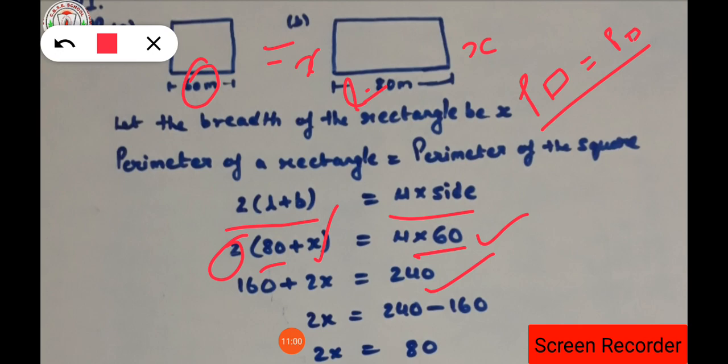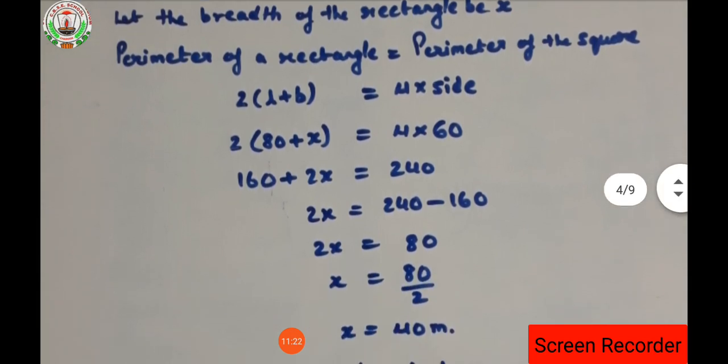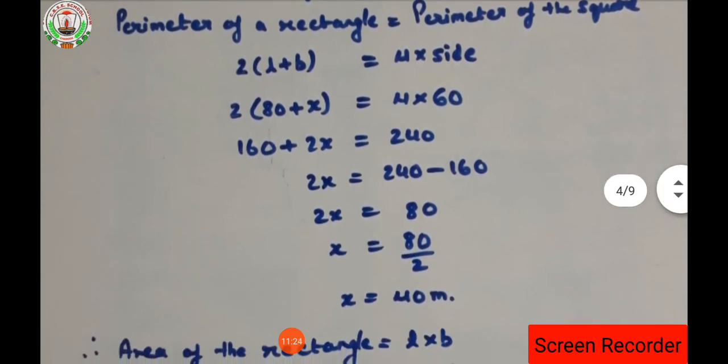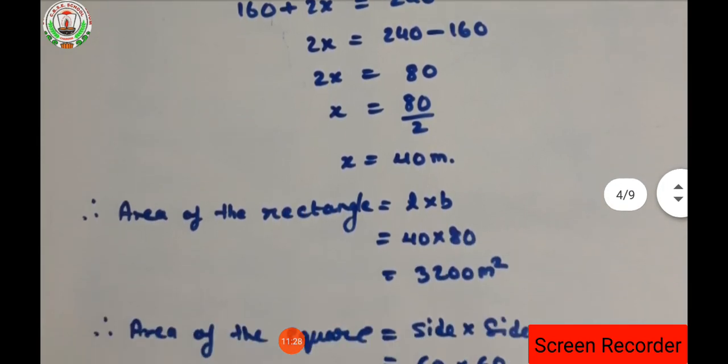Then this 2 will go inside and be multiplied with 80 as well as with x. So 2 into 80 will be 160, plus 2 into x, which is 2x. Now this 160 will be transposed and subtracted from 240. The result we get is 2x equals 80. Now x equals 80 divided by 2, hence the value of breadth is 40 meter.